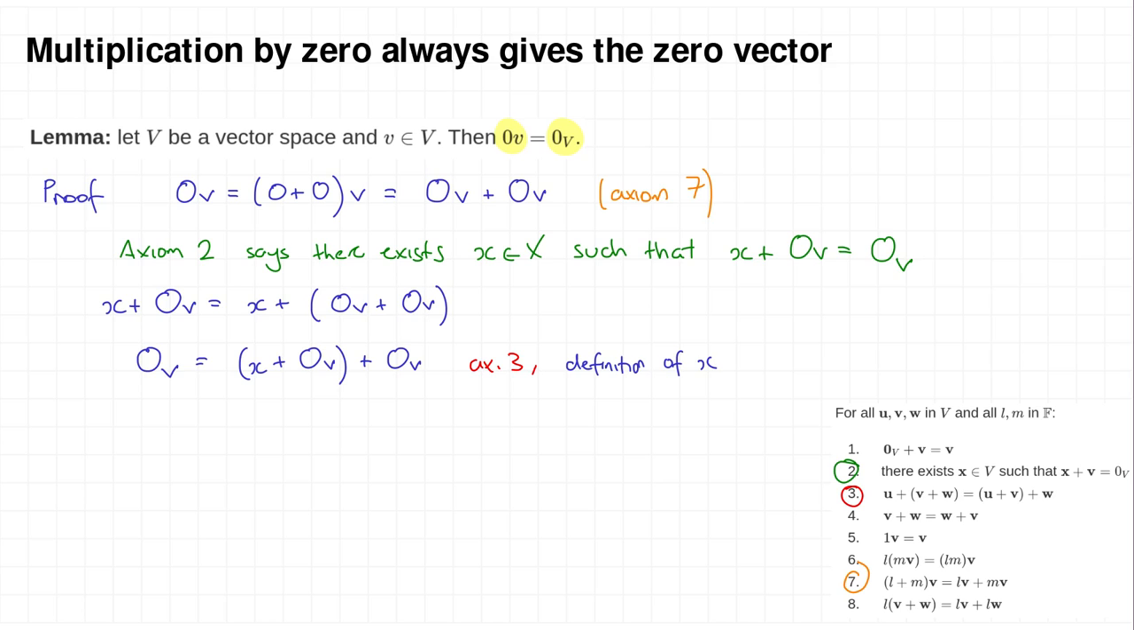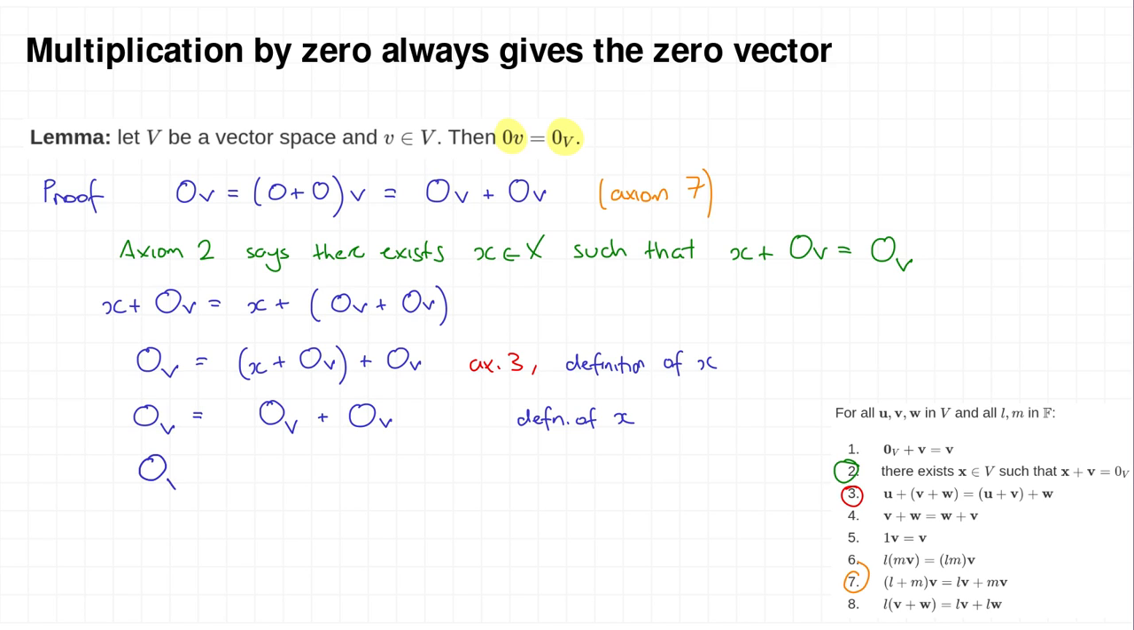Okay, we can do a little bit more rewriting. On the left we have the 0 vector, 0 sub v. And here on the right, x plus 0v, well again this is equal to the 0 vector, 0 sub v, by definition of x. So we've got 0 sub v, the 0 vector, plus the scalar multiple 0 times v.